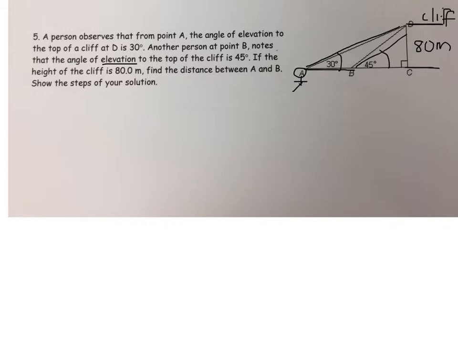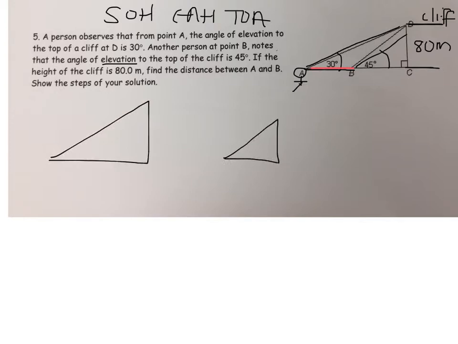We need to know the distance from here to here, but that is not part of a right angle triangle, right? So let's use the two right angle triangles so that we can use SOHCAHTOA. Because you can only use SOHCAHTOA, the primary trig ratios, when you have a right angle triangle. So what are my two right angle triangles? I have two. What are they?